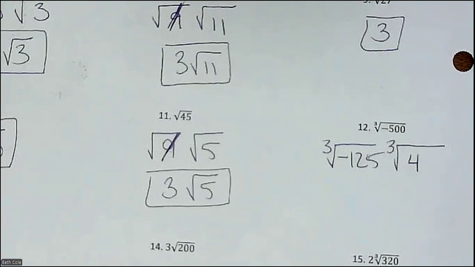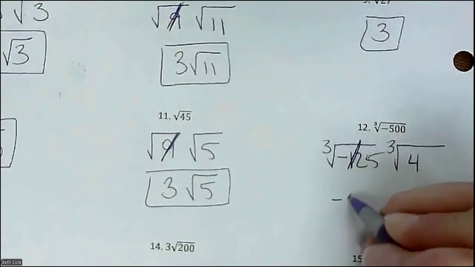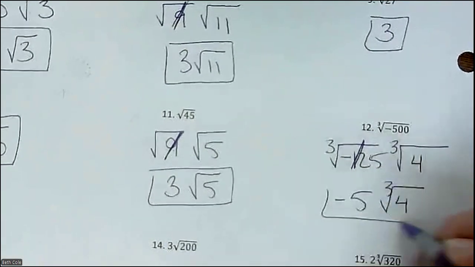Now, can you flip back to the other side of the paper and find your cube root of 125? 5. It's just that it's going to be negative. Just throw a negative in your answer.